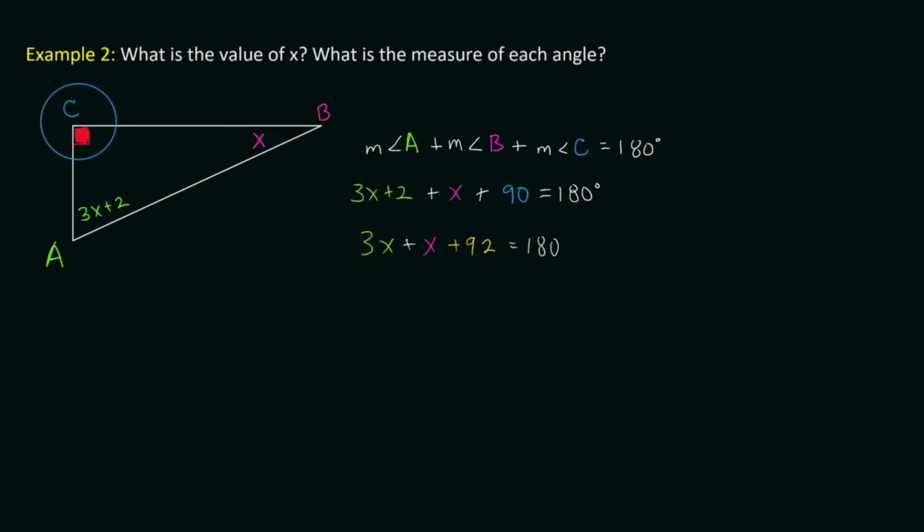I can still combine like terms. I can combine the 3x and the x, so I have 3 of them plus another one that's going to give me 4 of them. So in total I should get 4x. So I have 4x plus 92 is equal to 180 degrees. I can subtract 92 from both sides, bring down the 4x, and that's going to give me a total of 88.